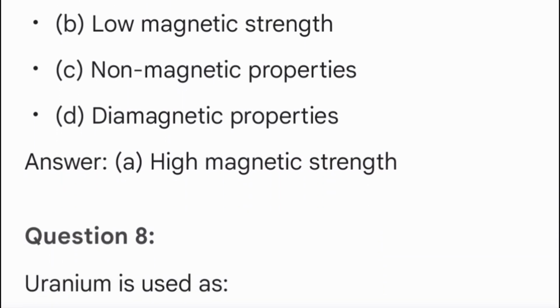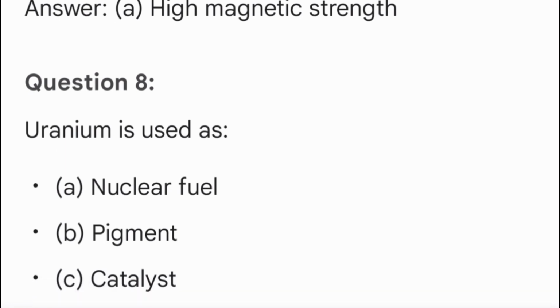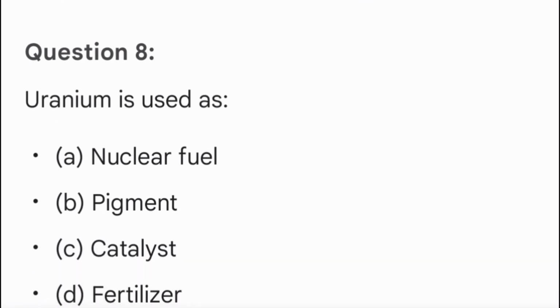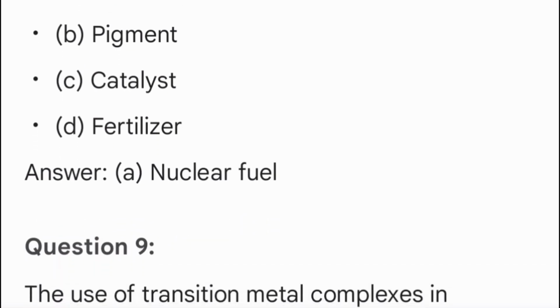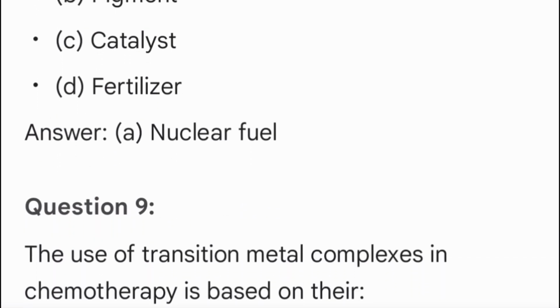Question 8. Uranium is used as A. Nuclear fuel, B. Pigment, C. Catalyst, D. Fertilizer. Answer A. Nuclear fuel.